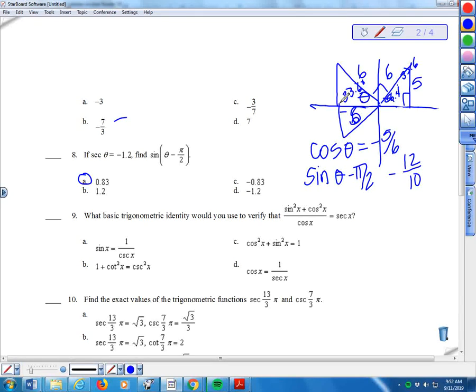Do you see how sine's positive in the second quadrant too? So it wouldn't have mattered. I'm still going to get a positive number for sine, because it's going to end up in the first or second quadrant when you move backwards pi over 2.